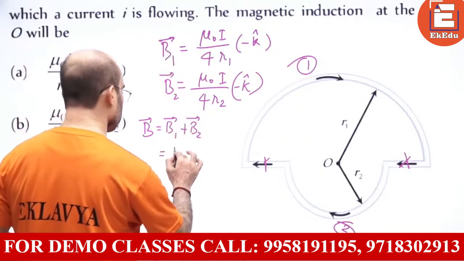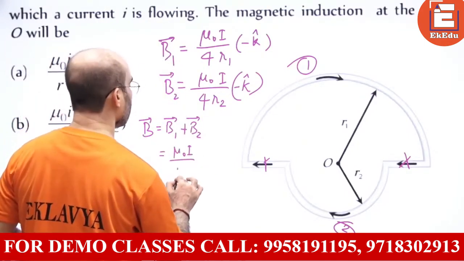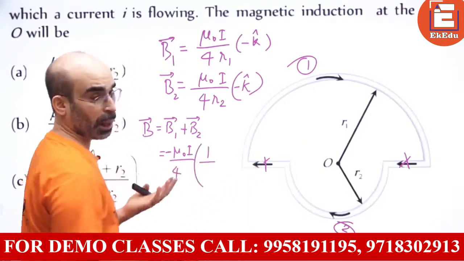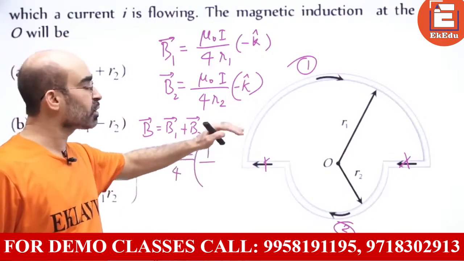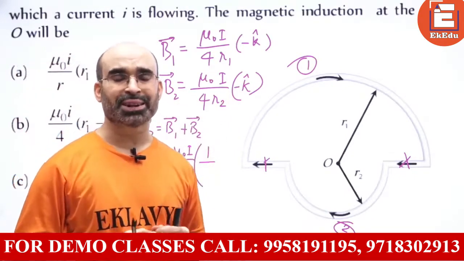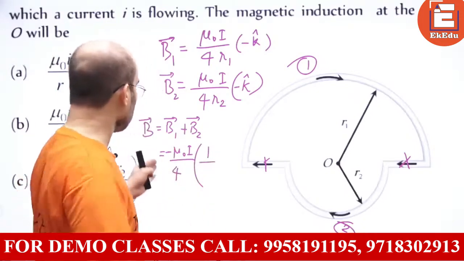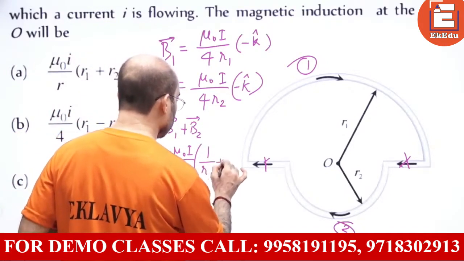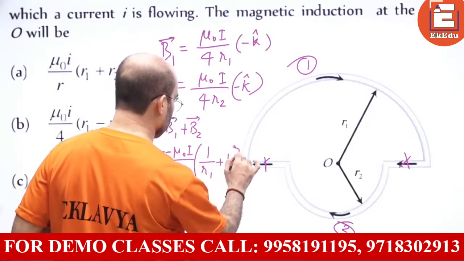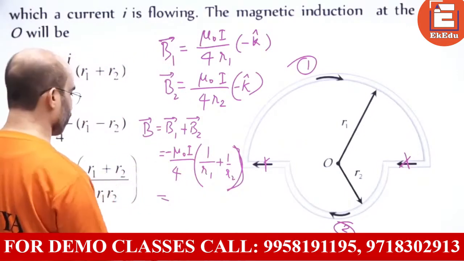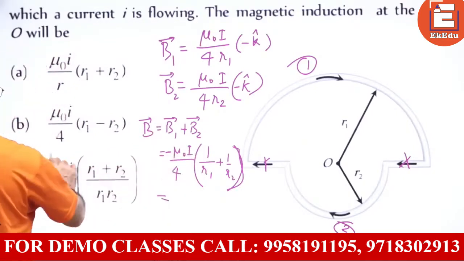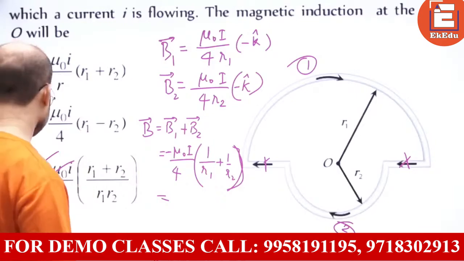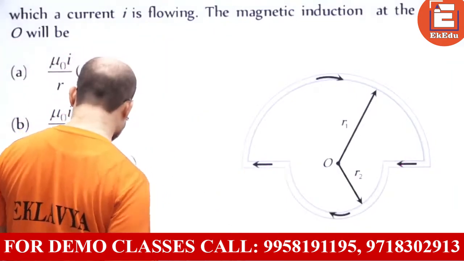So B equals mu naught I by 4 into (1 by R1 plus 1 by R2), and this is minus K cap. If you don't consider the directions, you may drop this negative sign. Both will be added up. So this is going to be the final result. If you work it out, this is your answer. So this is done. Let's do the next question.